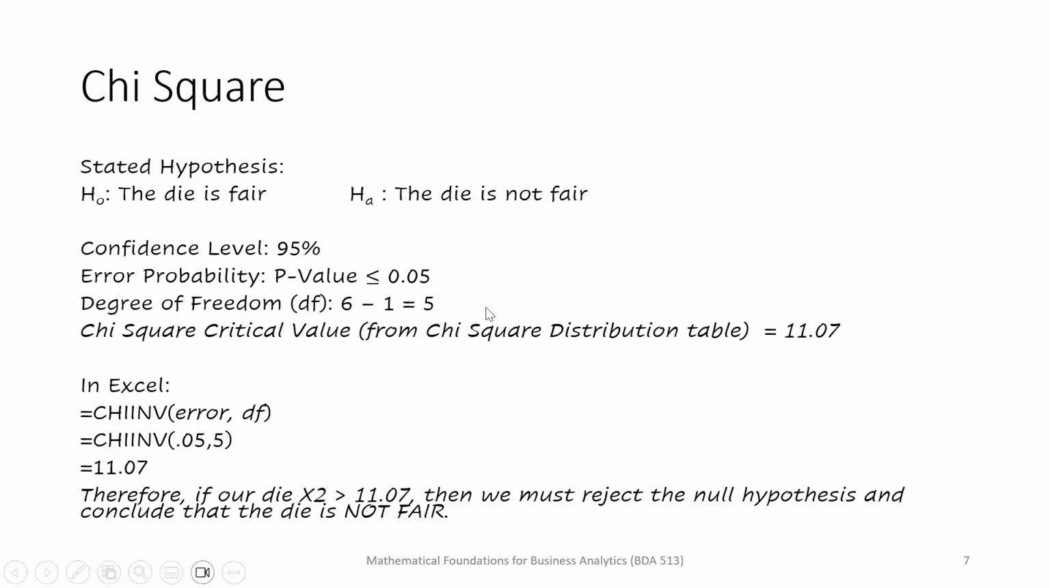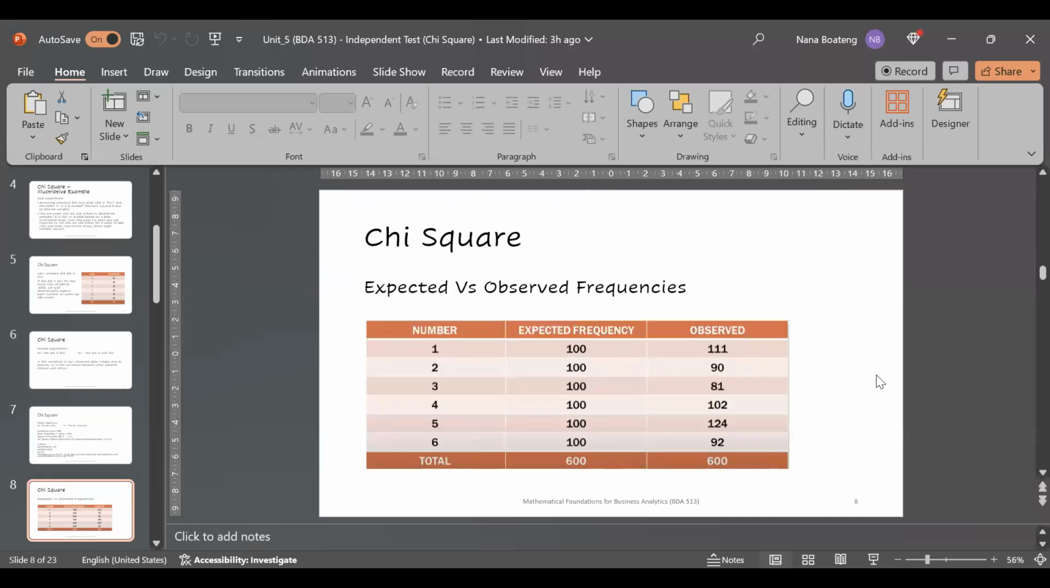So here, I was saying that the chi-square critical value is 11.07. How do we get the 11.07? Before we go into Excel, let's use the distribution table, which I have sent to you. Download the distribution table that I put on the platform.